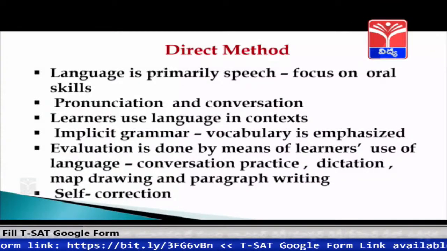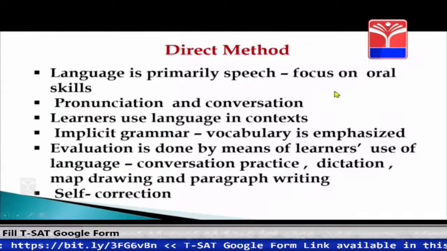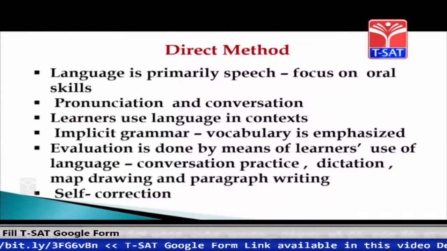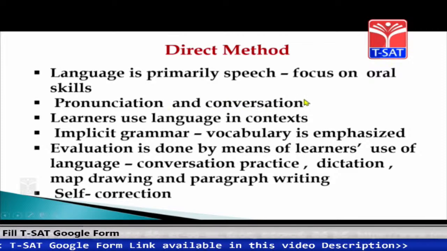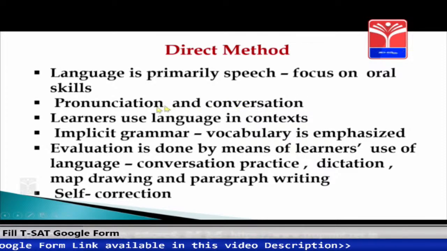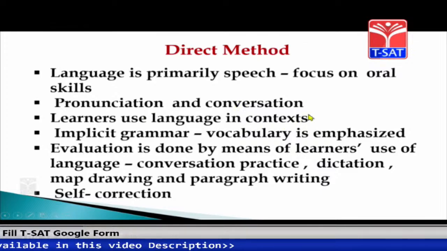And in direct method, language is believed to be speech at the primary level. So the focus is on oral skills. Pronunciation and conversation are given importance. And learners are expected to use language in different contexts. And here grammar is implicit. Learners are expected to be good language practitioners. They need not learn by heart the rules of grammar.